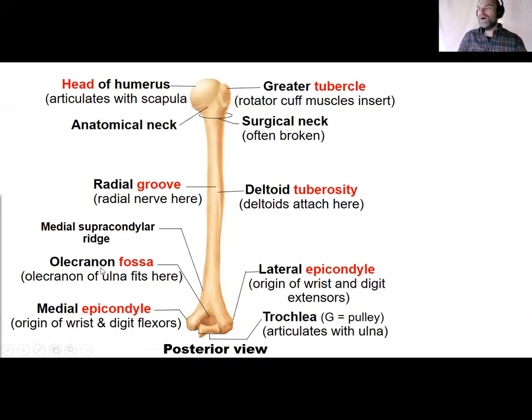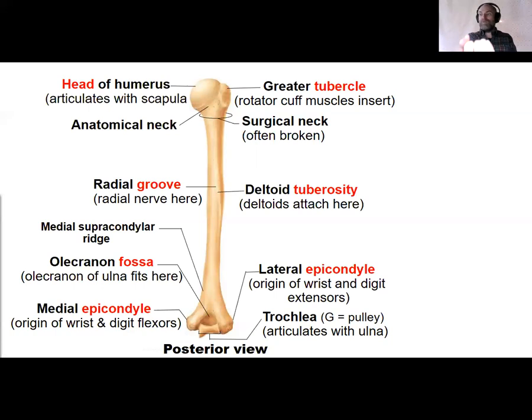We also have a fossa, which is this big kind of flat area at the bottom. This is called the olecranon fossa. I'll talk about that when I talk about the ulna a little bit more, but basically the lever arm of the ulna kind of fits into that fossa. And then you have this really important, almost cylindrical, smooth part of the bone down here called the trochlea. This is where your humerus articulates with the ulna at that elbow joint.